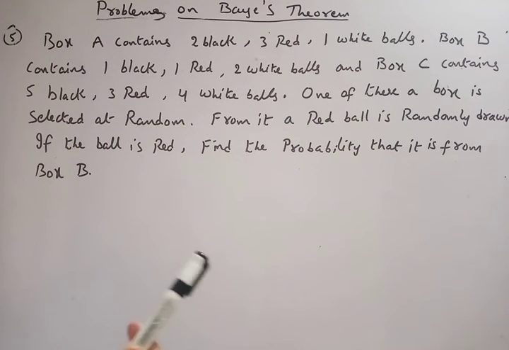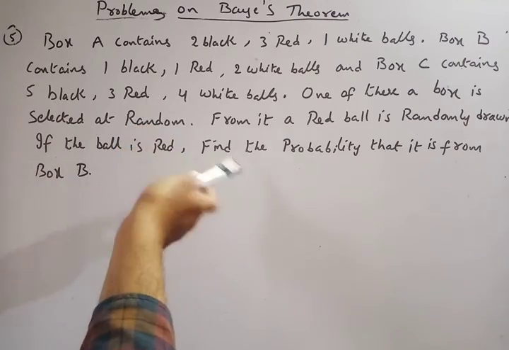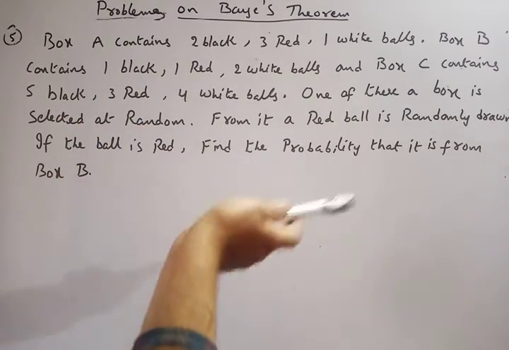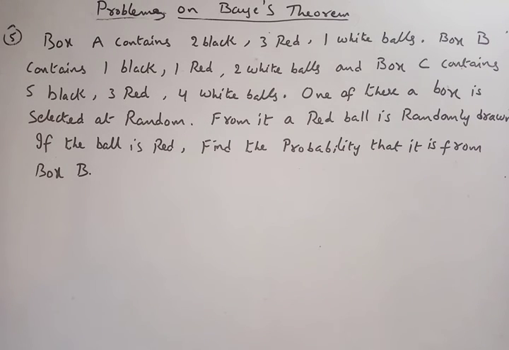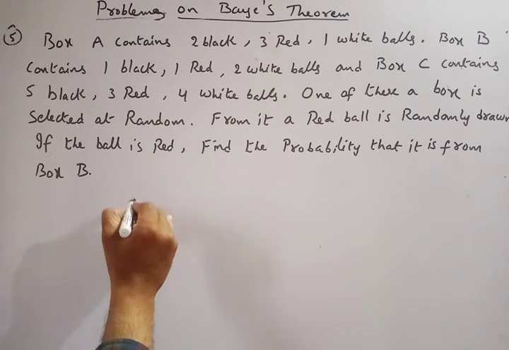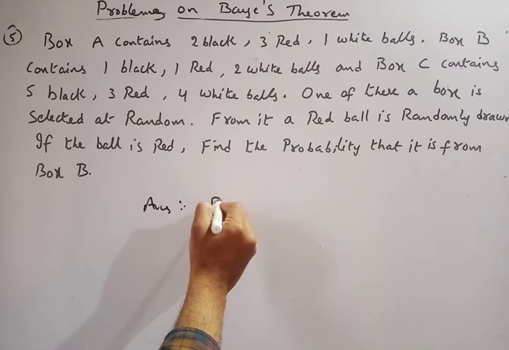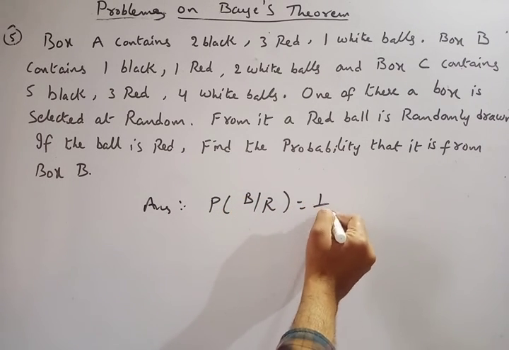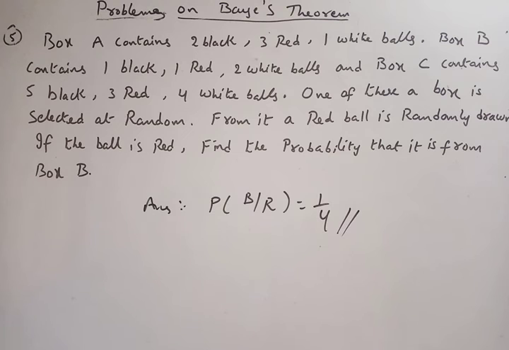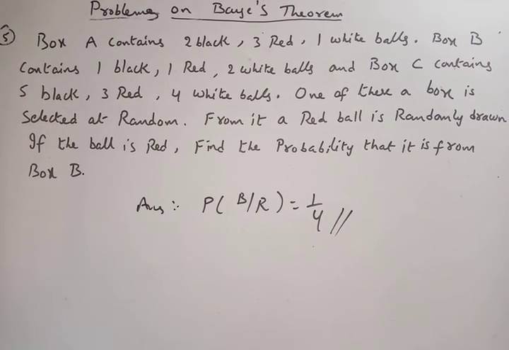So by Bayes theorem, what do we need? We need P of B by R: a red ball, and it should come from box B, understand? So try this problem, you will get the answer. P of B by R is what? We are getting 1 by 4. Try this problem by looking at the previous problem. You will get the answer P of B by R is equal to 1 by 4.